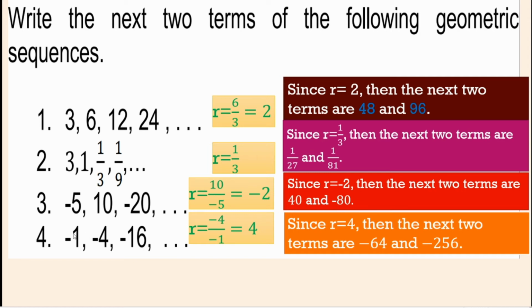And number 4, we have negative 1, negative 4, negative 16, and so on. So the common ratio is equal to the second term over the first term. So, negative 4 divided by negative 1, which is equal to positive 4. Since our common ratio is 4, we're going to multiply 4 with negative 16. Negative 16 times 4 is negative 64. Negative 64 times 4 is negative 256. Therefore, the next two terms are negative 64 and negative 256.